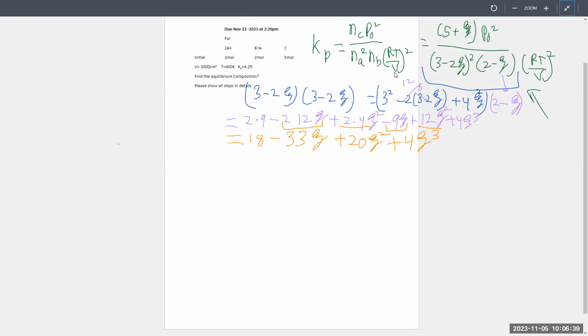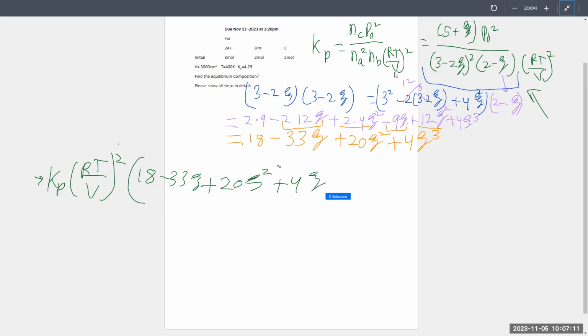And that's going to be equal to KP times RT over V squared. So then we're going to get KP times RT over V squared is equal to 18 minus 33 plus 20 plus 4 cubed. I feel like this is a lot of work for one problem. Equals, this top part's just gonna be the P naught factored in. 5 P naught squared plus P naught squared anything.